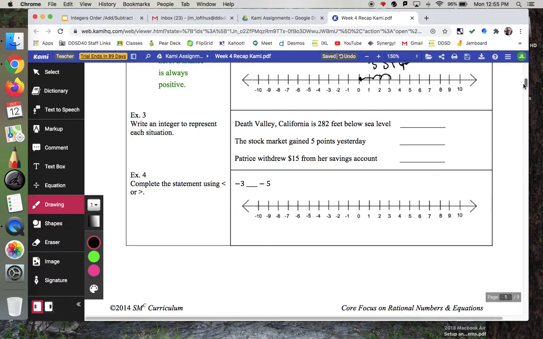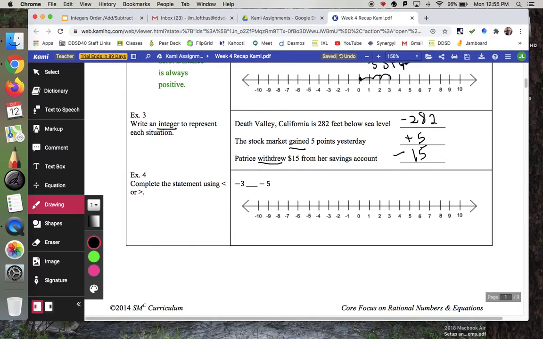Death Valley, California is 282 feet below sea level, so what integer could be used to represent the situation? Negative 282. Stock market gained 5 points, so that's going to be a plus 5. We don't really need to put the plus, but we can. And Patrice withdrew $15, so that's going to be a negative 15.